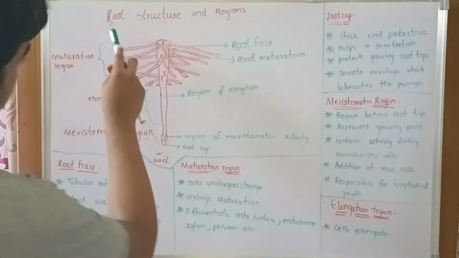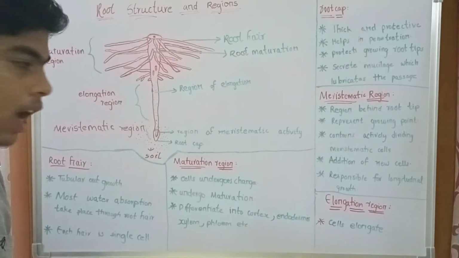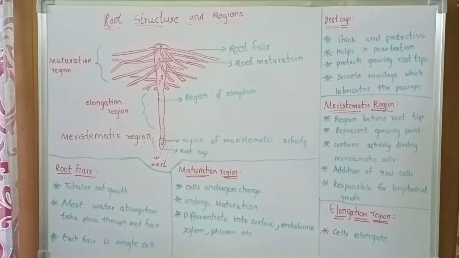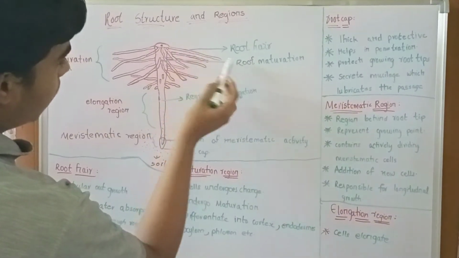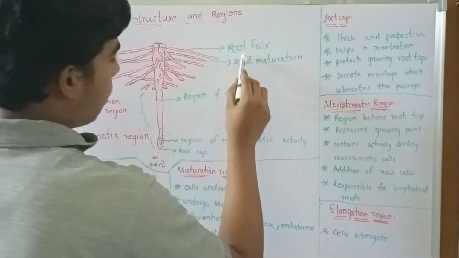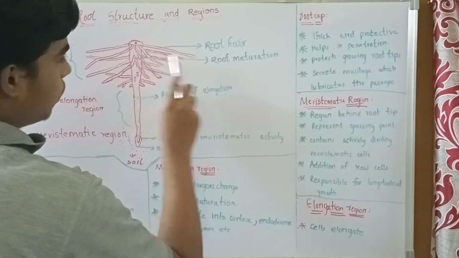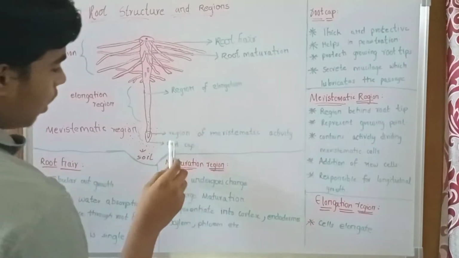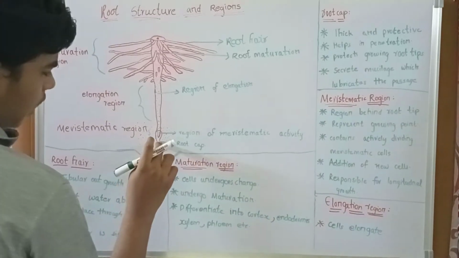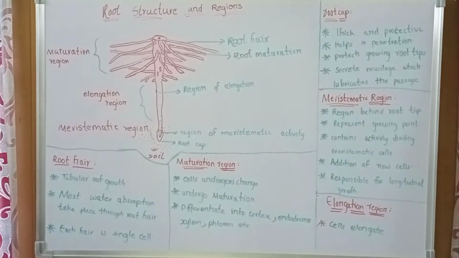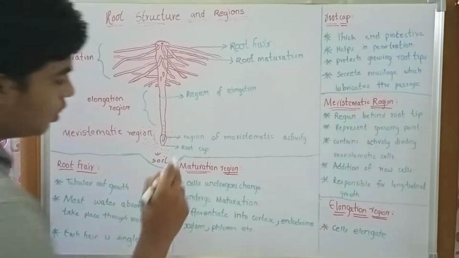Today our topic is root structure and its regions. Here the root grows in the underground part of the plant body. The root structures are these, and the root hairs, these are the main functions they have. Each part is important for the root. Here are the root hair, root maturation region, region of elongation, region of meristematic activity, and root cap. I will explain one by one what the structures are, what their functions are, and how they are useful to the plant. First, the root cap.